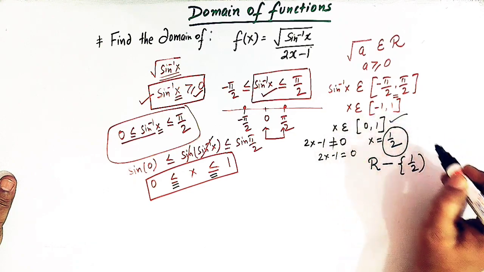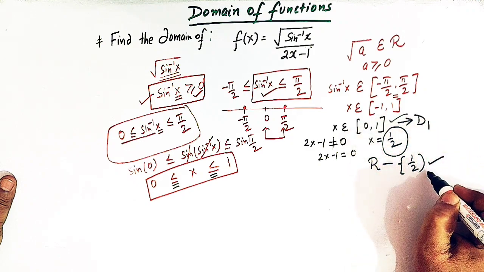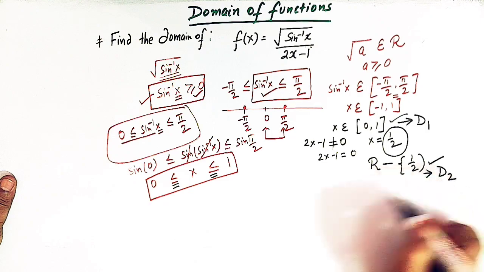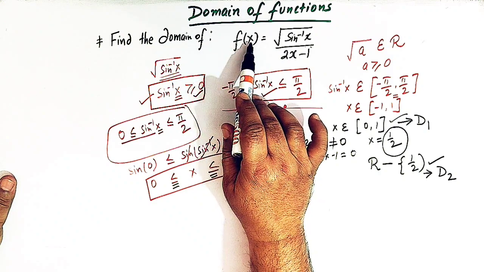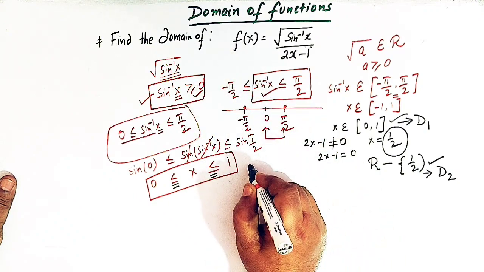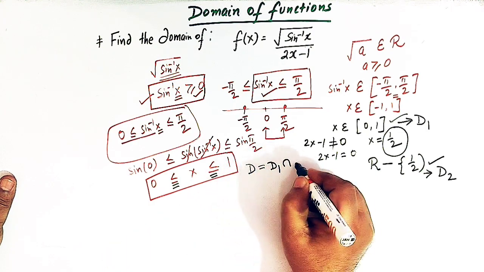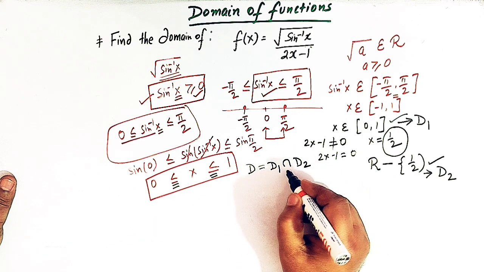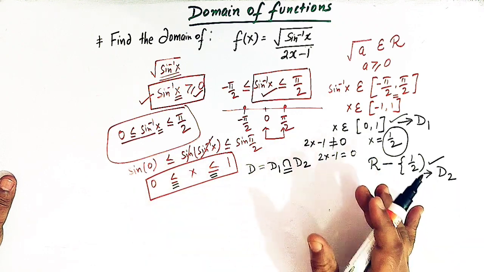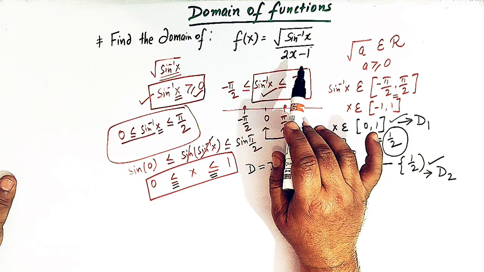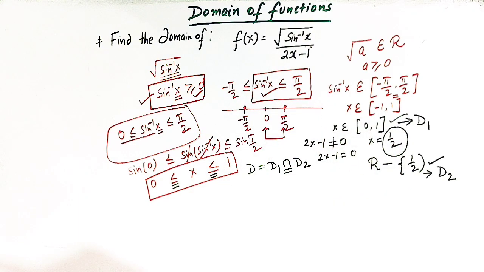So now we have the two domains. This domain can be represented by d1, and this domain can be represented by d2. So now we can find out the domain of this function f of x. So let us take the domain of f of x as d. So d is the intersection of d1 and d2. So by intersection, we mean that we have to identify only the common values of x satisfying both these functions simultaneously.